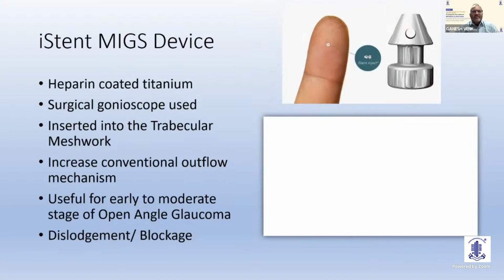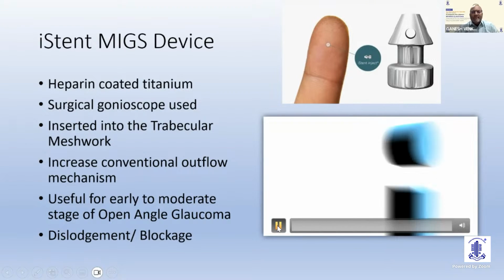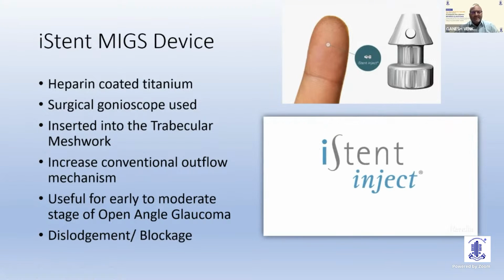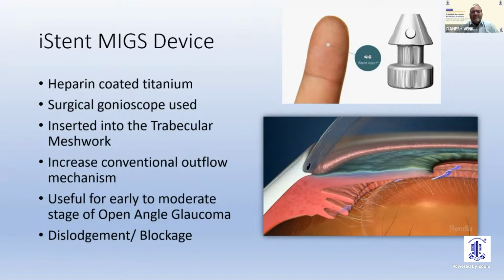iStent is a very small device which is heparin coated, and when you use this device, you have to use a surgical gonio lens. It gets inserted into the trabecular meshwork to increase the conventional outflow mechanism. It's very useful for early to moderate stage open angle glaucoma. One caveat here is you may not be able to use it for angle closure disease. And one disadvantage is that if it is blocked or dislodged, you may not be able to recover it, because it's really like a small grain of sugar. It's very small, so it just fits into the trabecular meshwork.